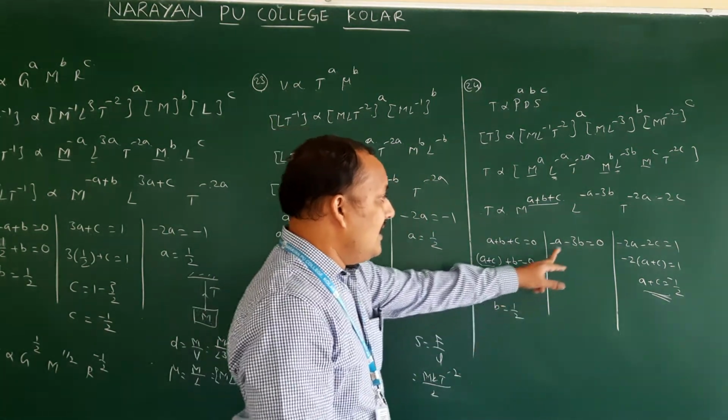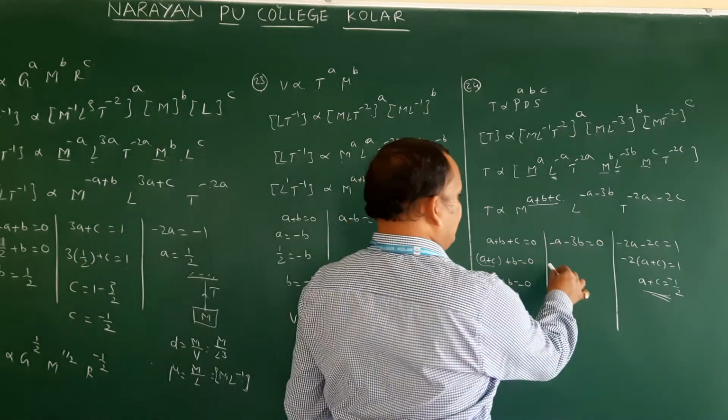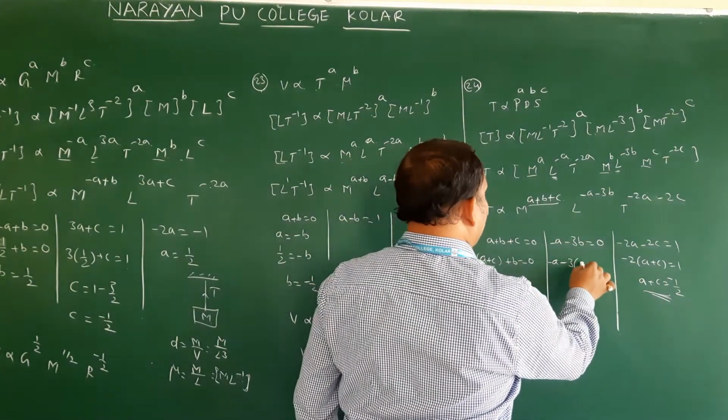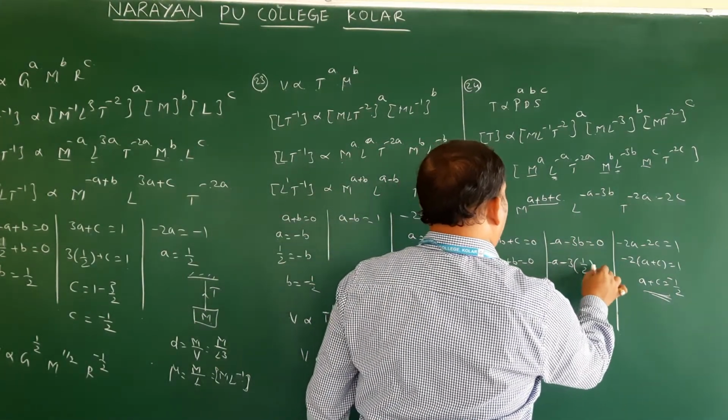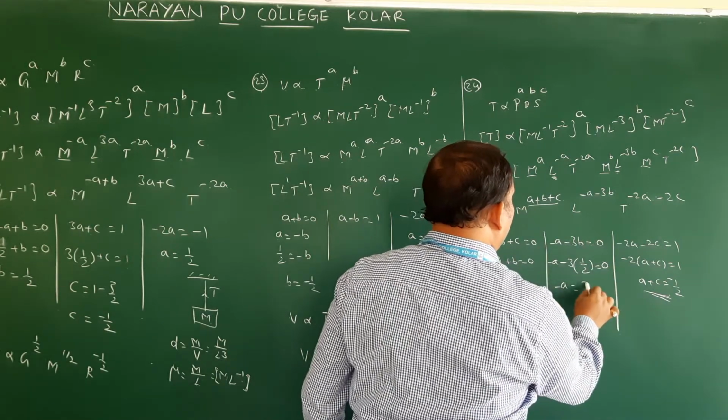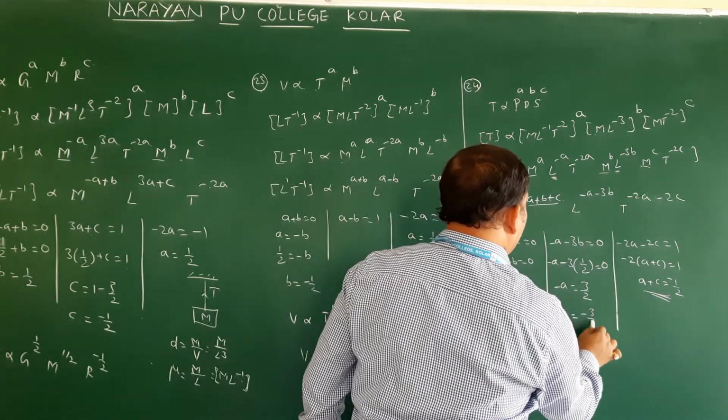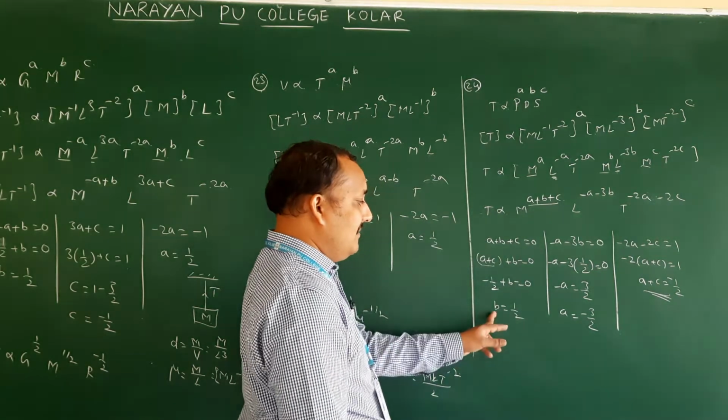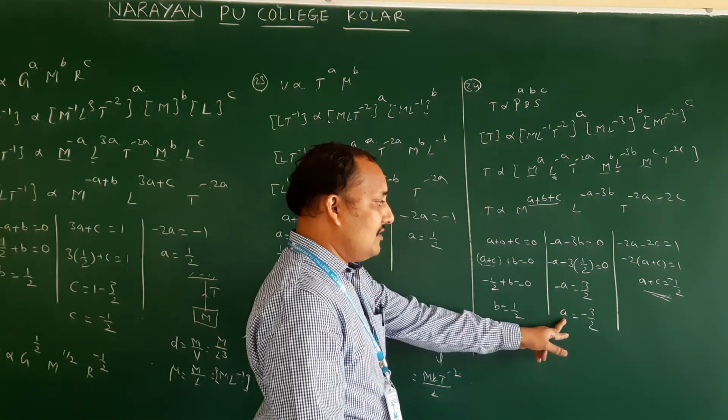Now you got b, substitute here. Then you will get a. So minus a minus 3 into 1 by 2. Minus a equal to 3 by 2. Then a is equal to minus 3 by 2. b value, a value 1. Now you should get c value.